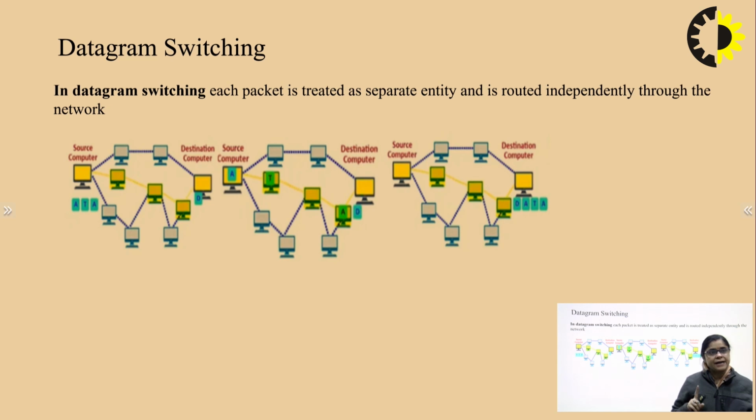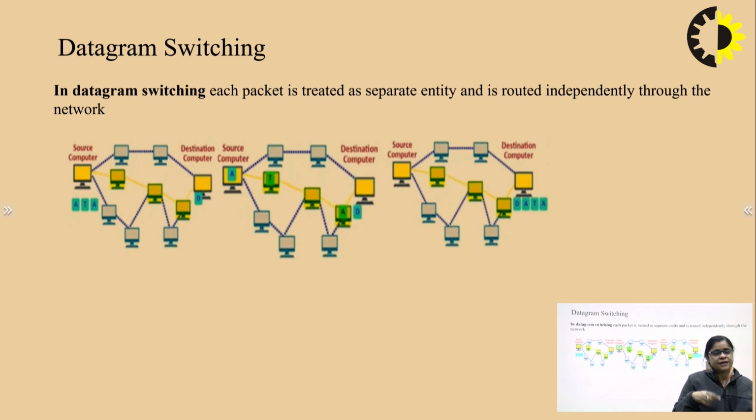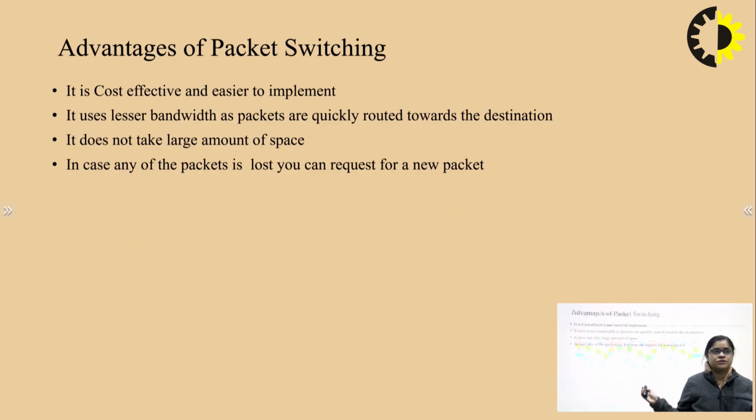Now, in datagram switching, each packet is treated as a separate entity and is routed independently through the network. Clear? Again, you can see this DATA I have taken, and each packet is taken as a separate entity and routed independently through the network. So, that is datagram switching.